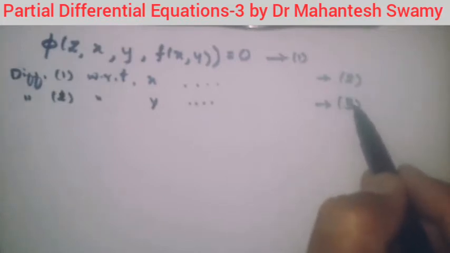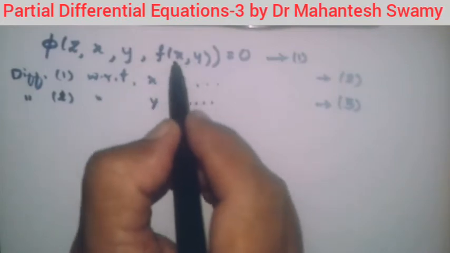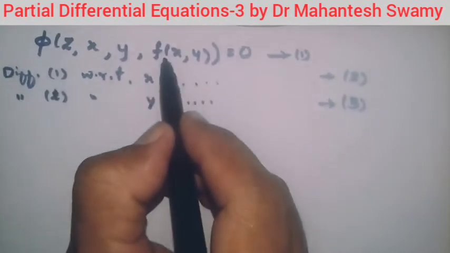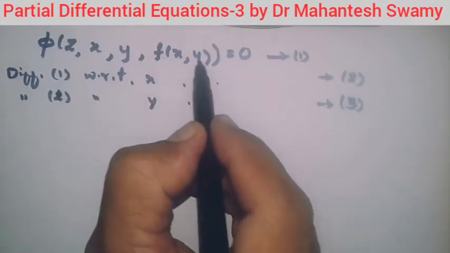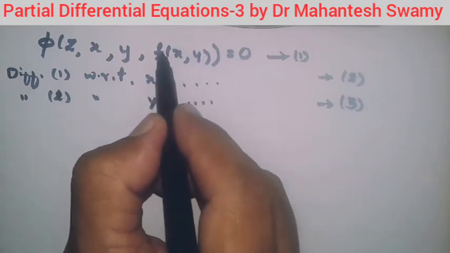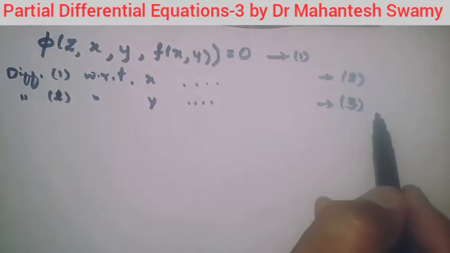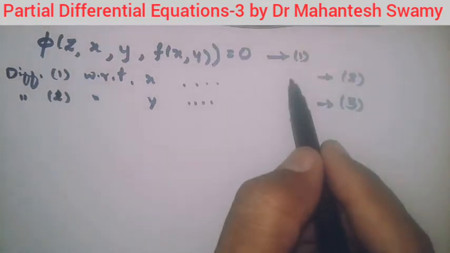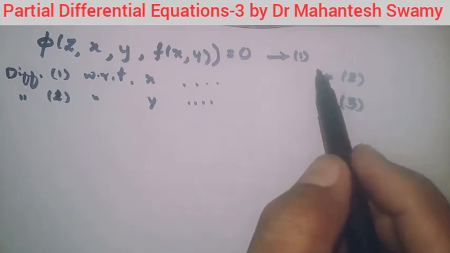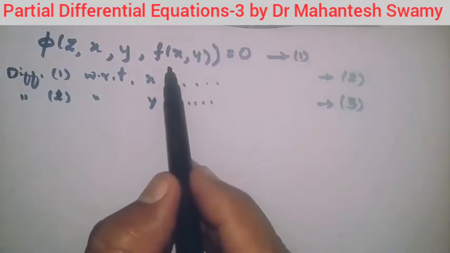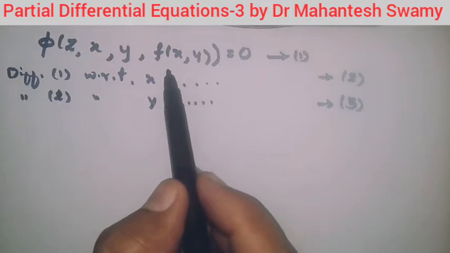Now our job is to eliminate the function involved, that is, the arbitrary function f which was present in the given relation. That should be eliminated by making use of these three equations. So this is the principle of the formation of PDE by eliminating the arbitrary function. Now let us try to solve a couple of examples.